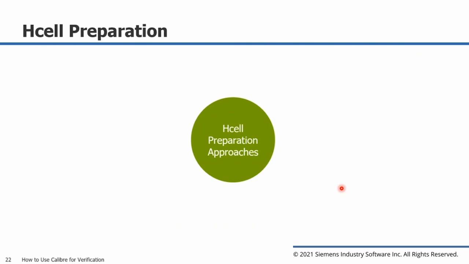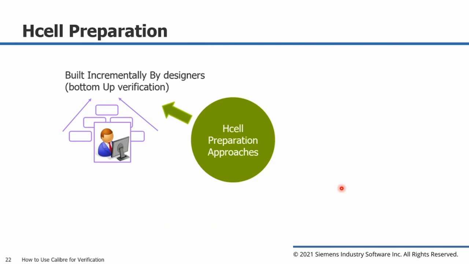Hash cell list preparation has 4 approaches, like I explained briefly. You can build as you go. That means bottom-up approach, where you run block level, you build a hash cell list, pass the information to a higher hierarchy, and all the way to full chip.